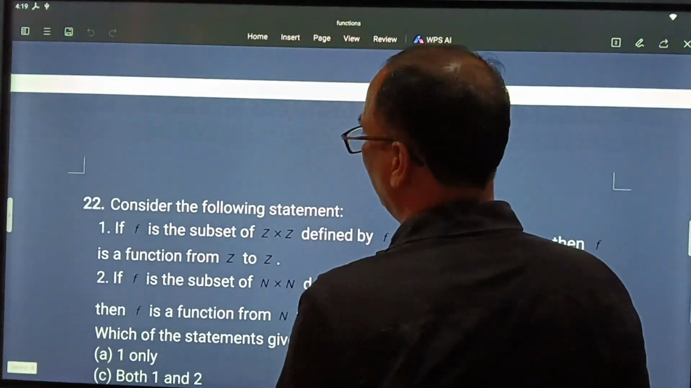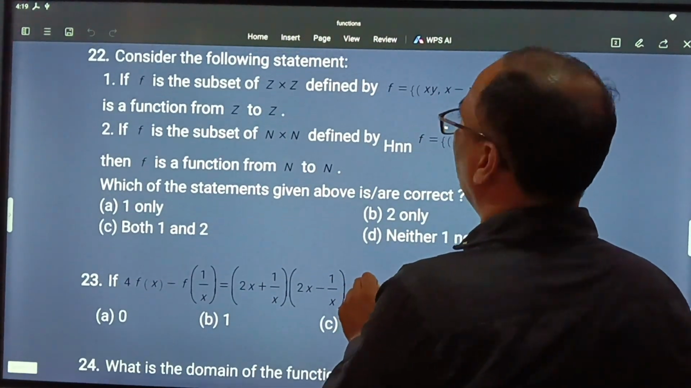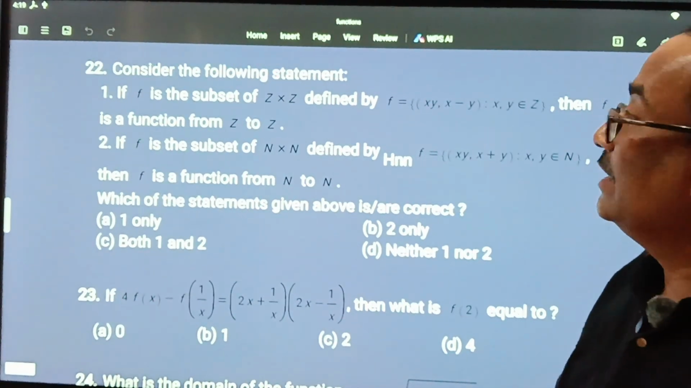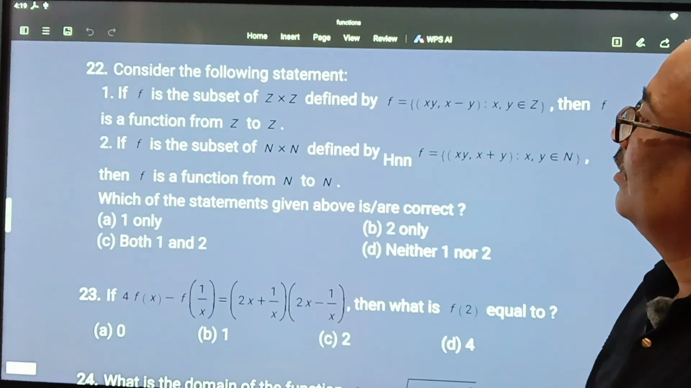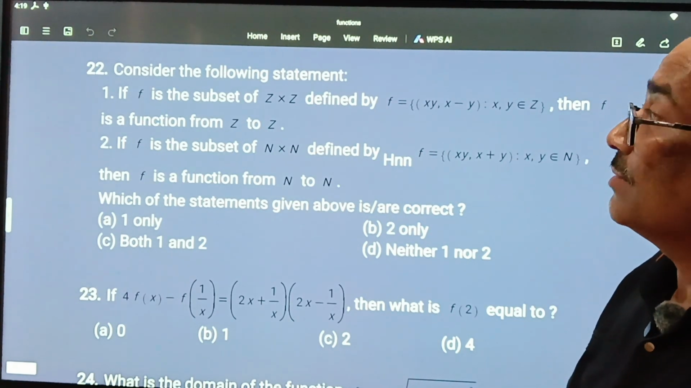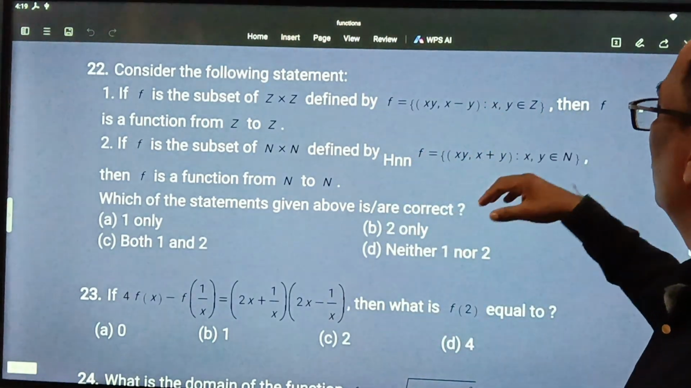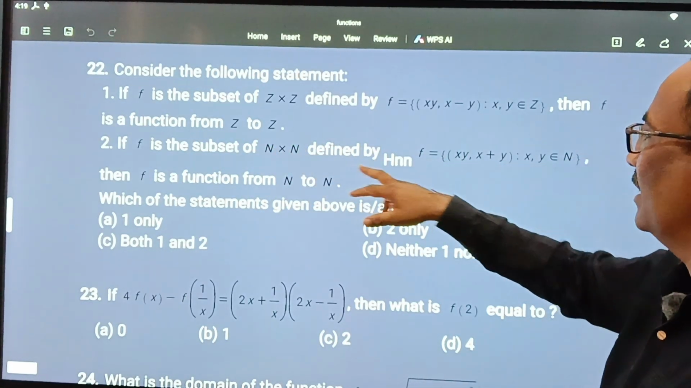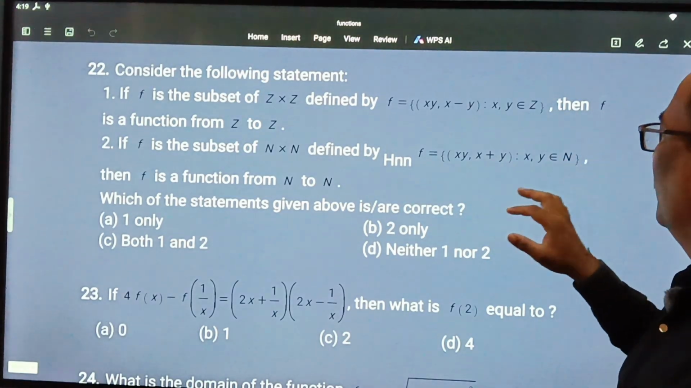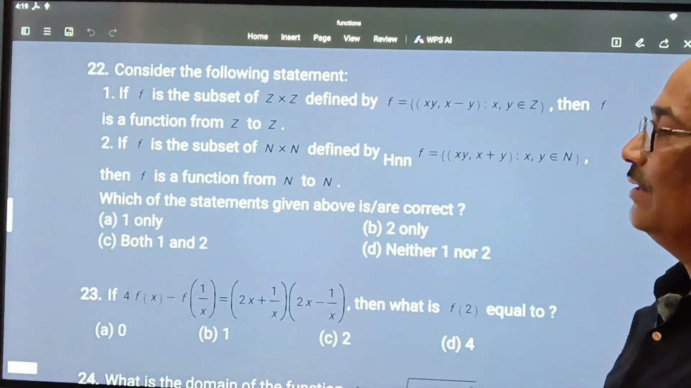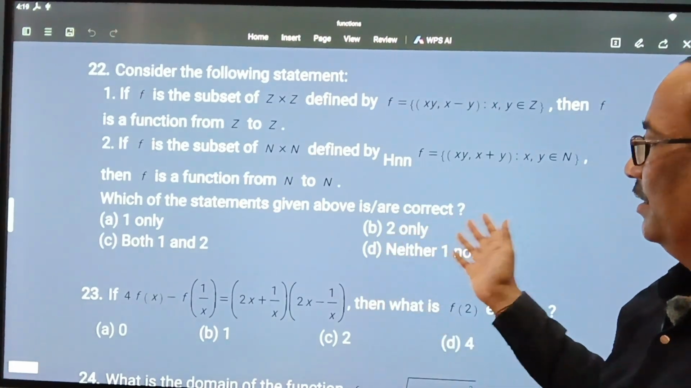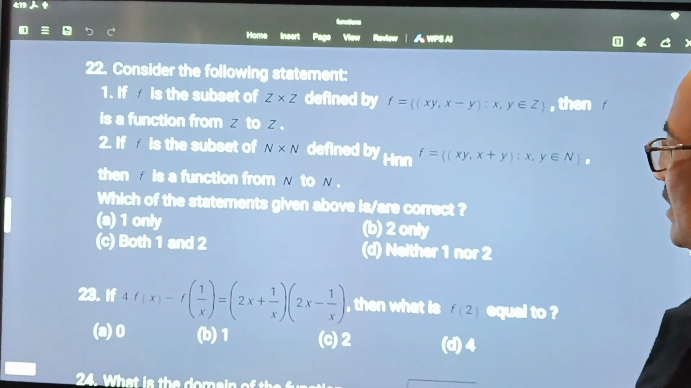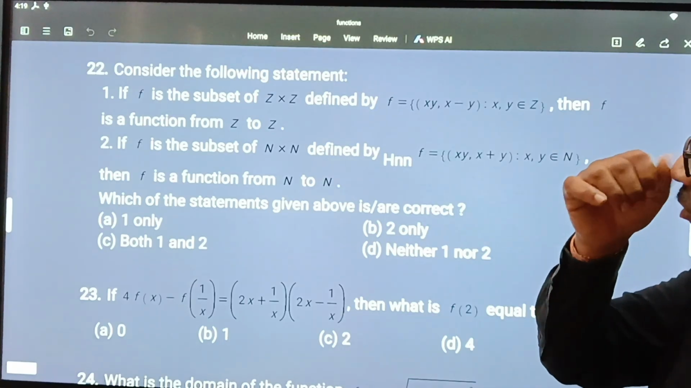Now we can take another question for you. Question 22. Consider the following statements. F is a subset of Z cross Z, defined as given, then F is a function from Z to Z. Next, F is a subset of N cross N, defined by this one, then F is a function from N to N or not. 4 options are given. Only the first one is a function, only the second one is a function, both are functions, neither the first nor the second. So think about this.